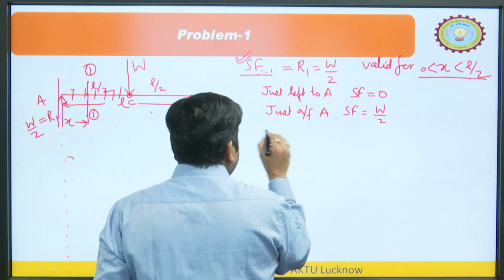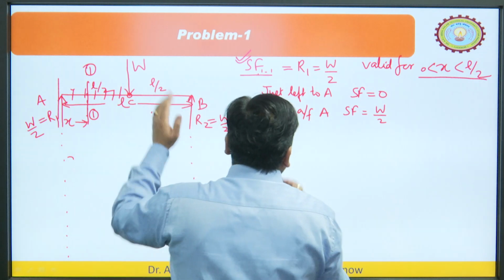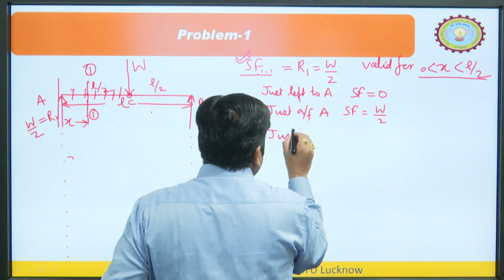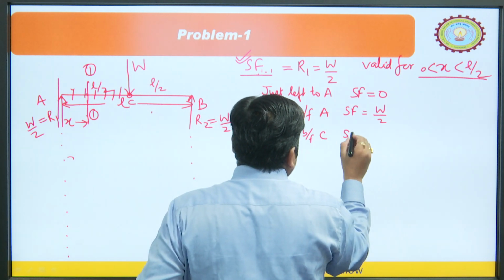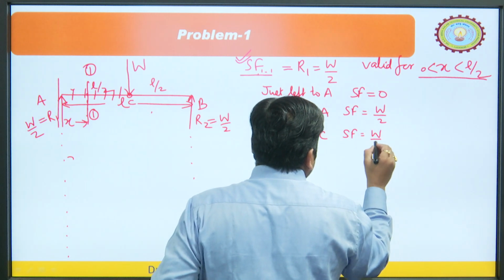Okay. So now, just after C. First we completed just before C, where the shear force is again W by 2.